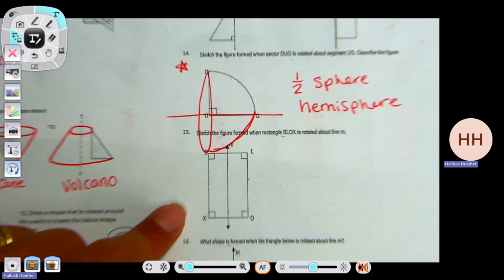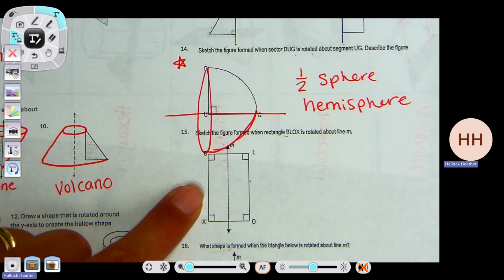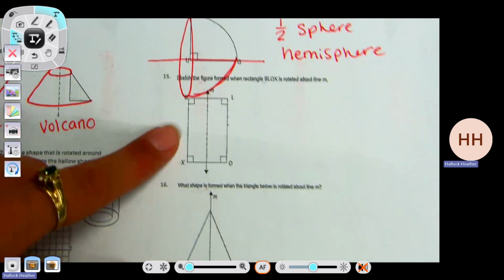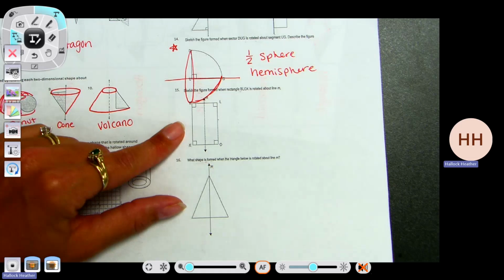For the next one, this is a rectangle. The line is going through it. Same idea though. If you spin that rectangle around, what is it going to make? A cylinder. And then what about the last one? A cone. The cylinder and the cone come up the most. Those are the ones that they usually use.